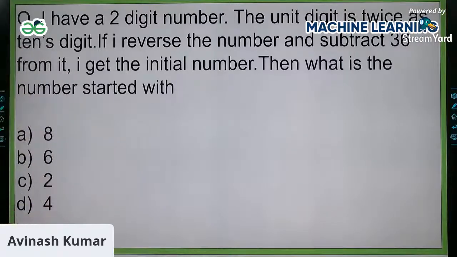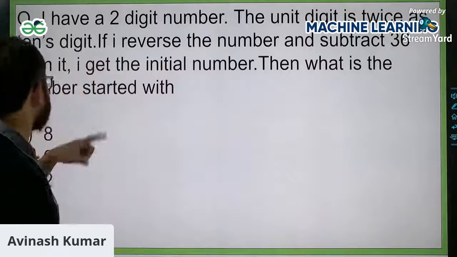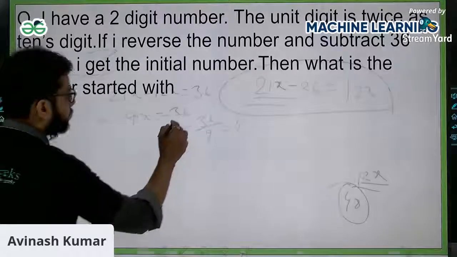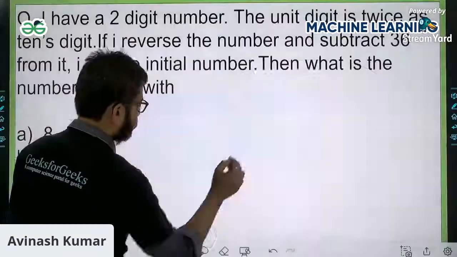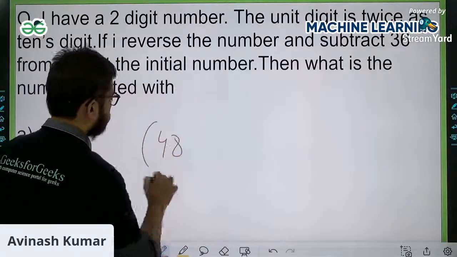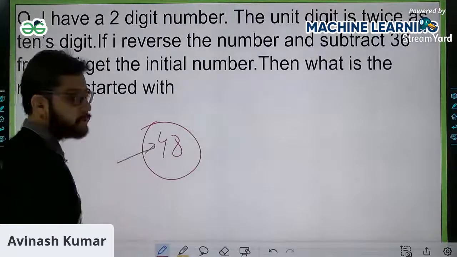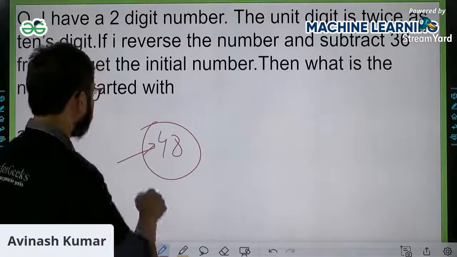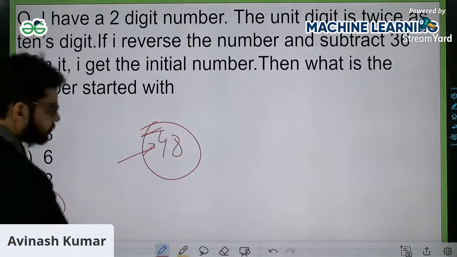The question asks what digit the number started with. Our number started with 48, so the number started with 4. That's the tens place. So the number started with 4, our option D.